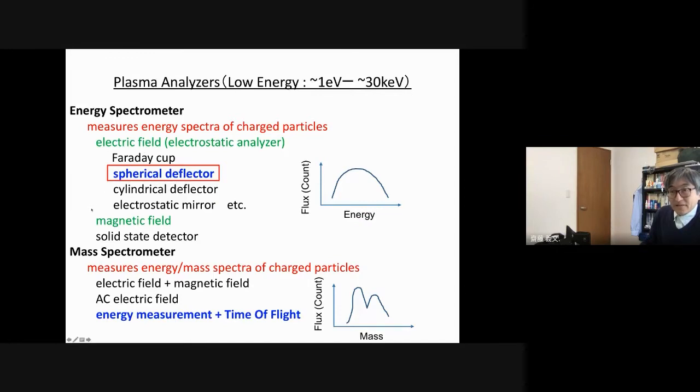Another category is the mass spectrometer, and this measures mass spectra of charged particles. A mass spectrum is shown here. That is a line plot. The vertical axis is flux, and the horizontal axis is mass. We also have several types of mass spectrometer. One is using electric field and magnetic field, another is using AC electric field, and the third one is using energy measurement plus time of flight measurement.